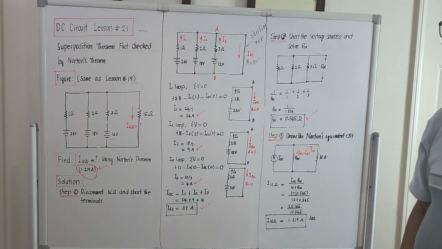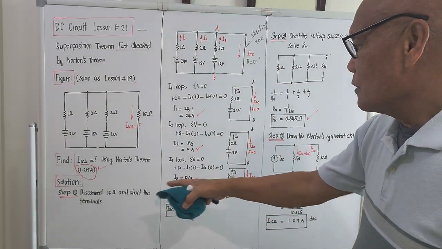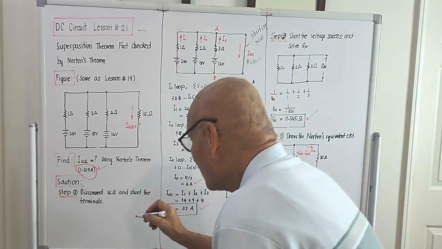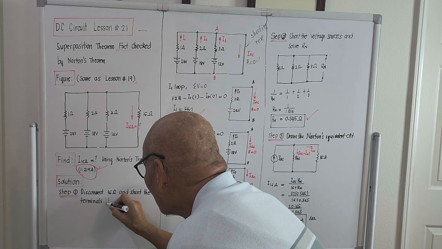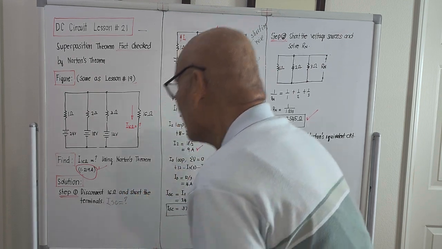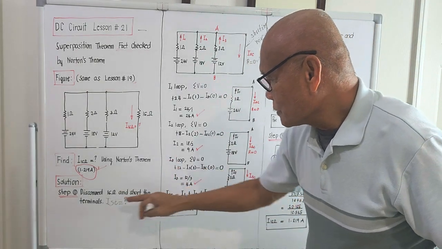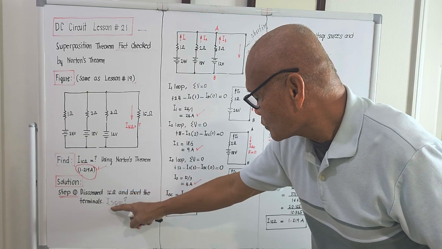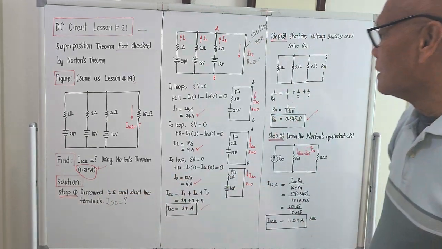What's next to be done? Disconnect the 16 ohm load and short the terminals. Then, this is an additional step: compute for the value of the short circuit current. We disconnect the 16 ohm load, short the terminals, and compute for the capital letter I with the subscript SC, meaning solve for the short circuit current.